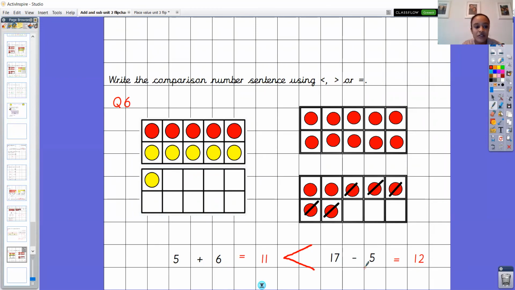Brilliant. Well done, year one. You've done a really great job with your addition and subtraction. It's so funny, isn't it? Because we've not done any of this in class. You've done all this learning at home and you've done a really amazing job.